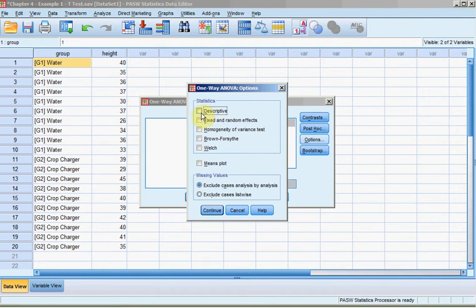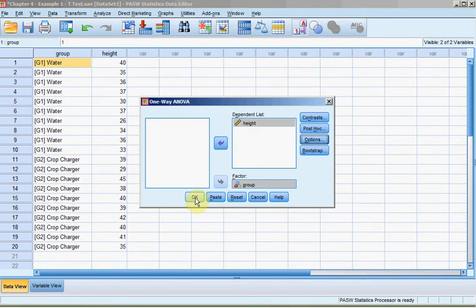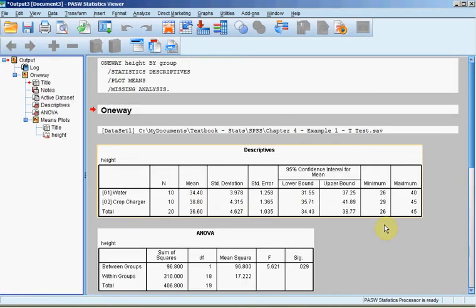Options, we want to see the descriptive statistics. In particular, we're going to be very interested in the means. And so we'll also select the means plot so we can get a graphical representation. We click Continue, and then OK, and it processes.